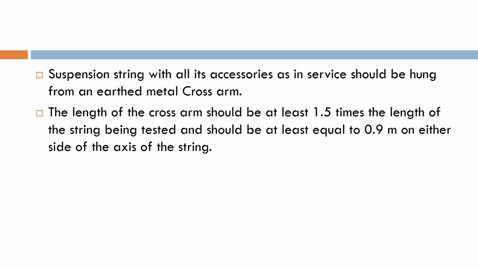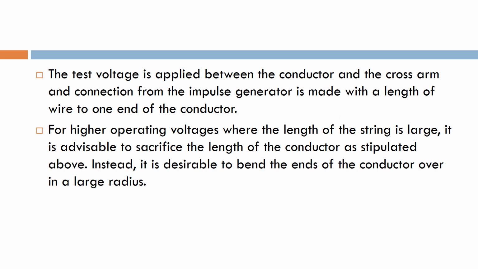The suspension string with all its accessories as in service should be hung from an earthed metal cross arm. The length of the cross arm should be at least 1.5 times the length of the string being tested and should be at least equal to 0.9 meter on either side of the axis of the string. The test voltage is applied between the conductor and the cross arm, and the connection from the impulse generator is made with a length of wire to one end of the conductor.